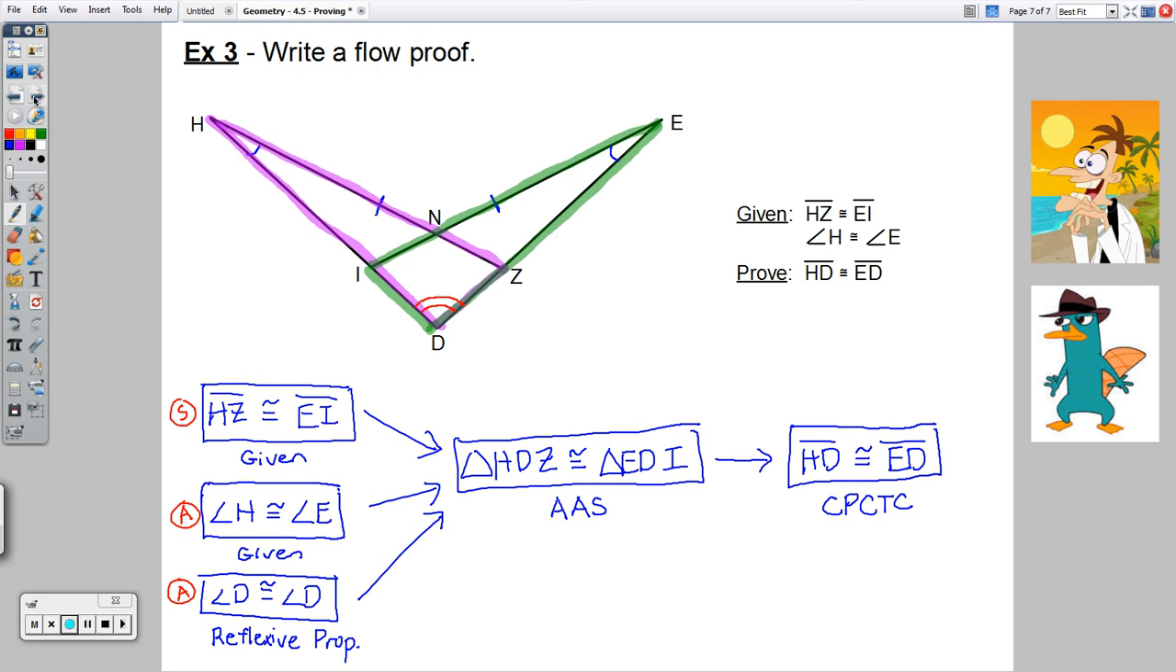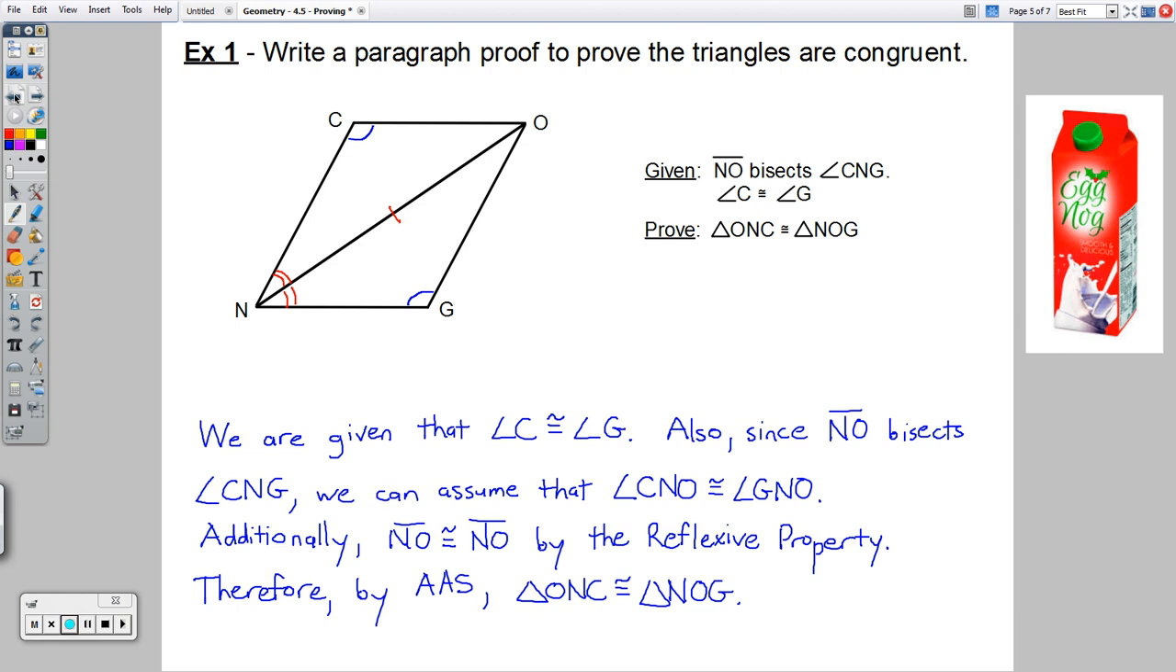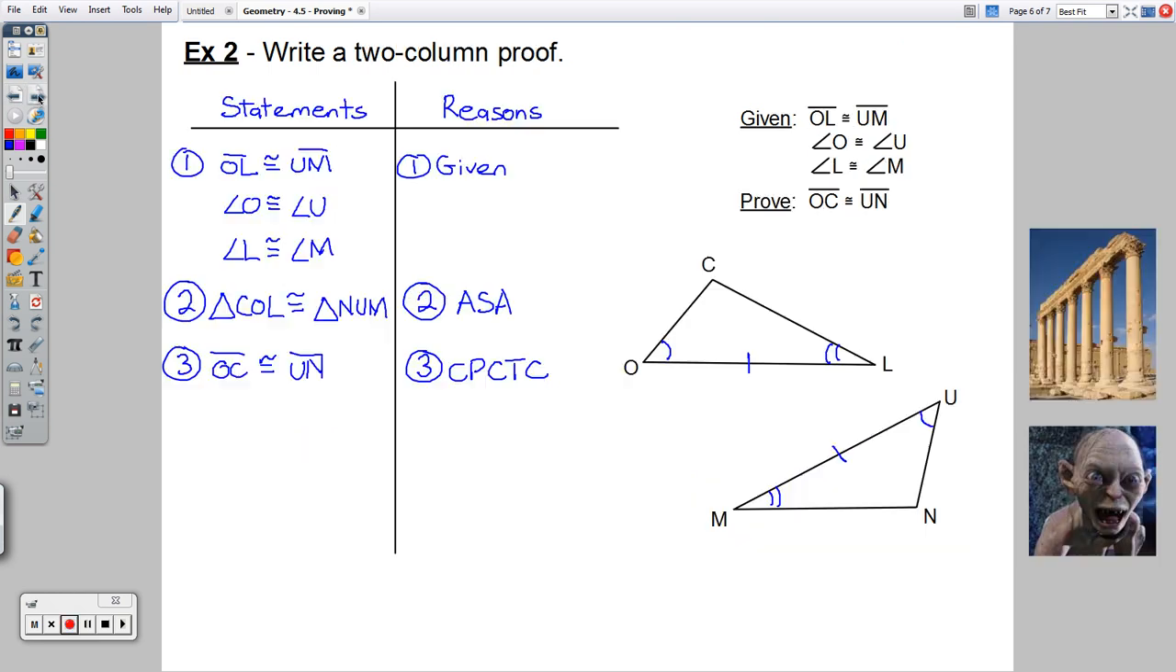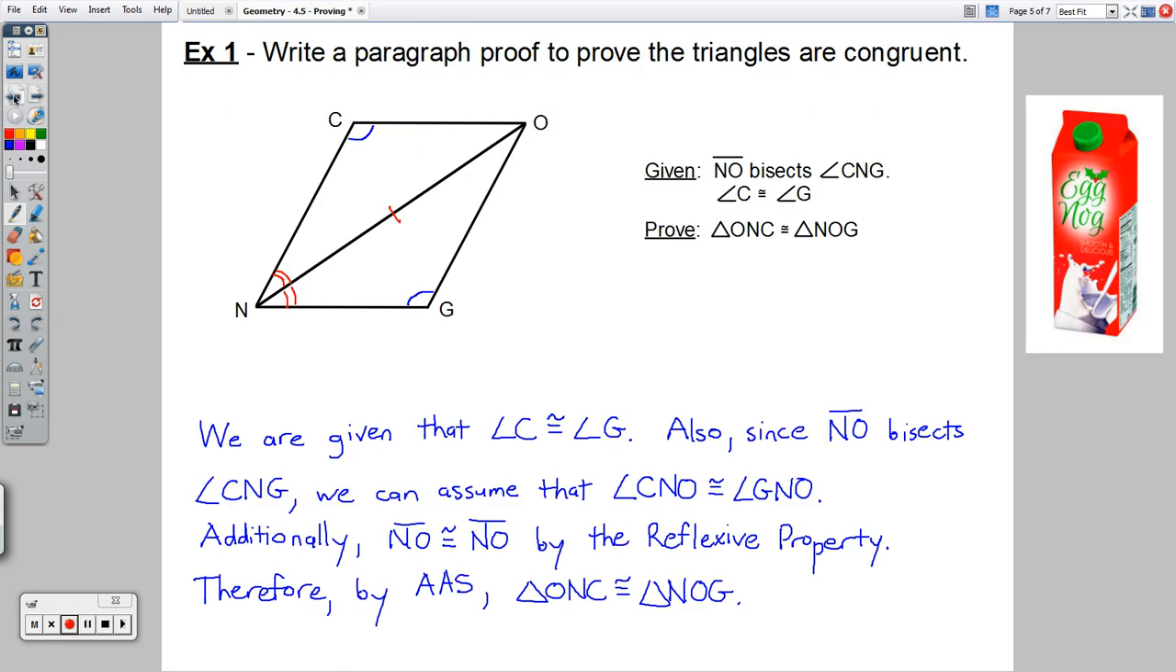Dr. Doofenshmirtz, thanks for making a guest appearance. Gollum, another guest appearance.